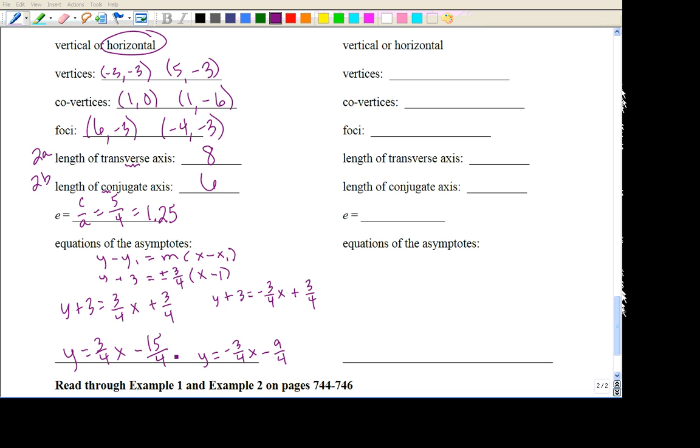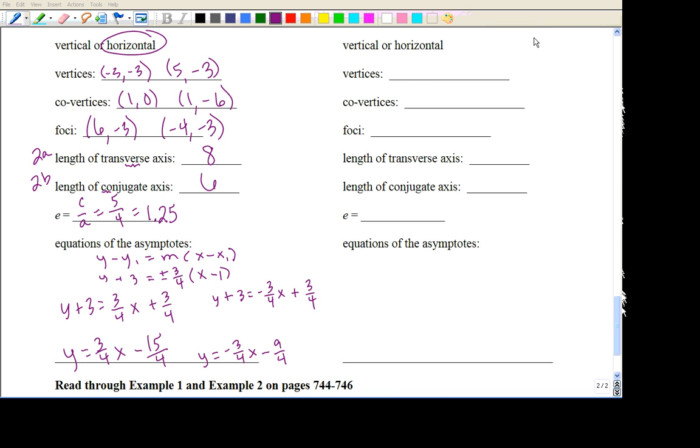So that's probably the worst part of a hyperbola, having to find the equation of the asymptotes. But again, it's just using the center for the x1 and the y1, and then finding the slope, which you could do by starting from the center going out to the corners of the central rectangle. Then you just solve for y.